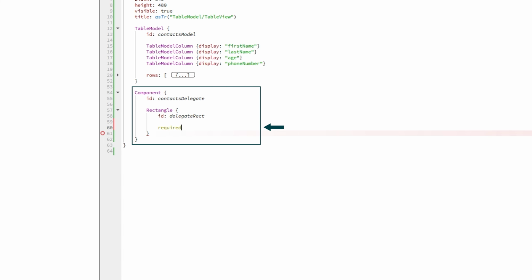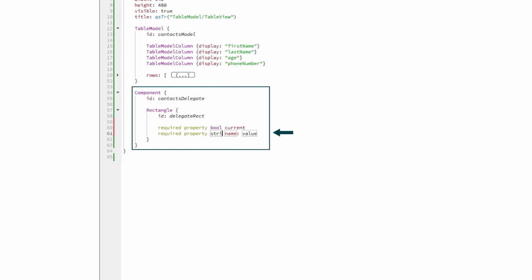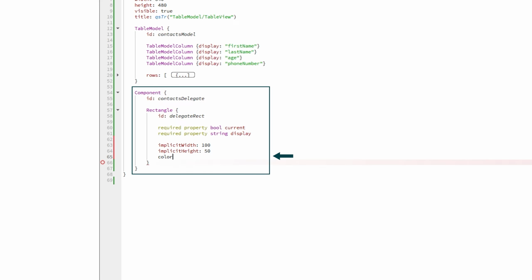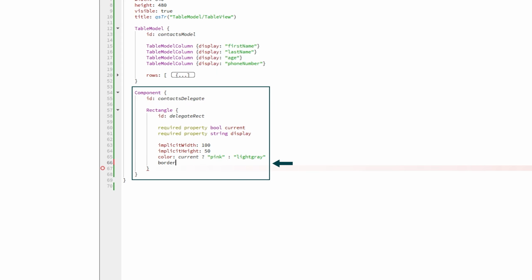We will add 2 required properties, a bool called current and a string called display. These are reserved properties which will be managed by the view once we assign our delegate to it. The current property will be true if the delegate is the current index of the view, and the display property will hold the value of the display role from the model. Using these properties, we can set the value of the text to be the text from the model, as well as adjust the color and border of our background rectangle when it is currently selected.